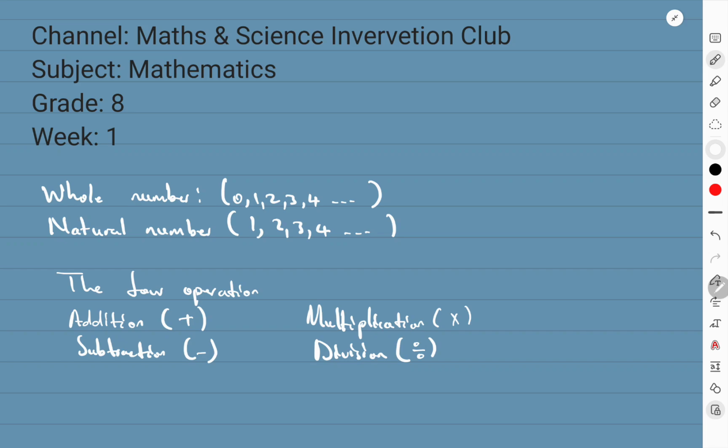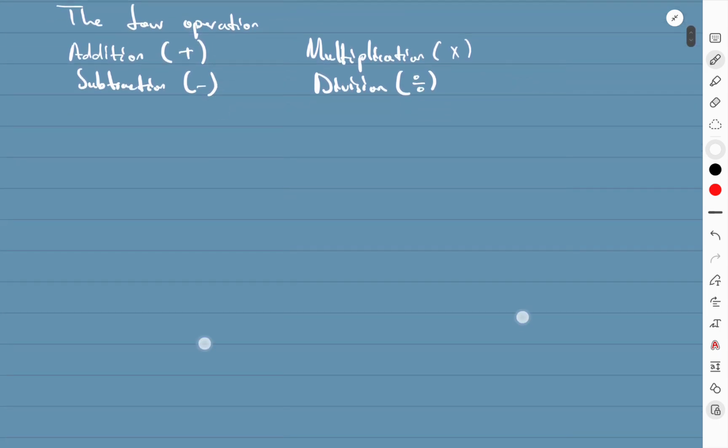Now the way I arranged my 4 operations is for us to know the inverse operation for each operation. Therefore it means the inverse operation for addition is subtraction, and the inverse operation for multiplication is division, and vice versa. Now we have the order of operation.